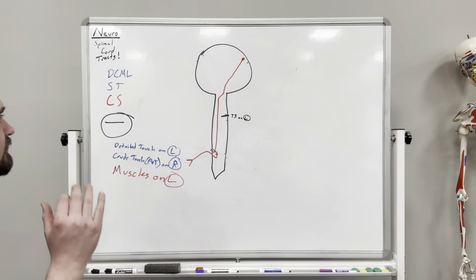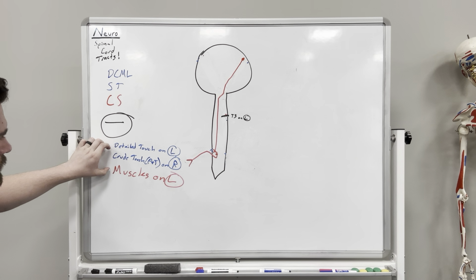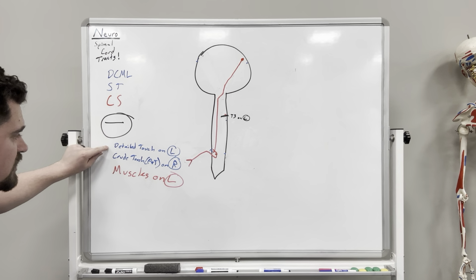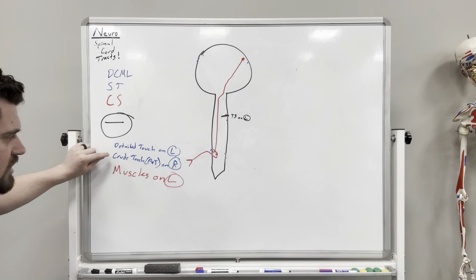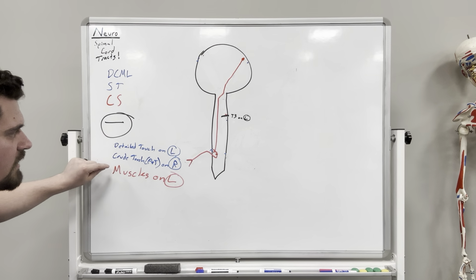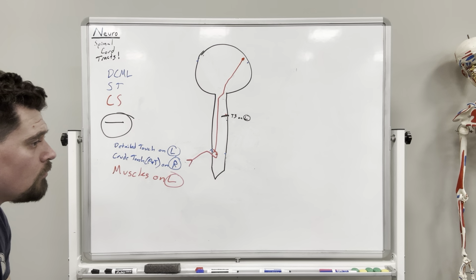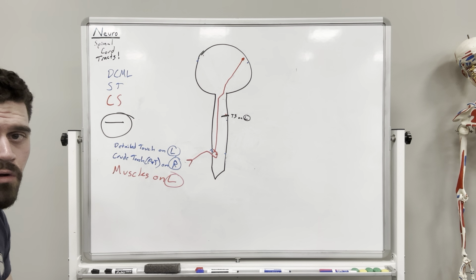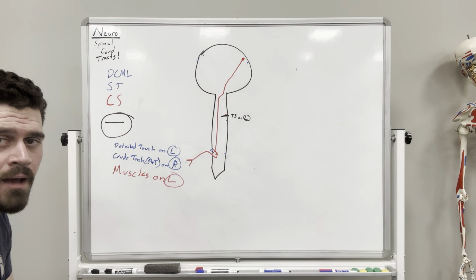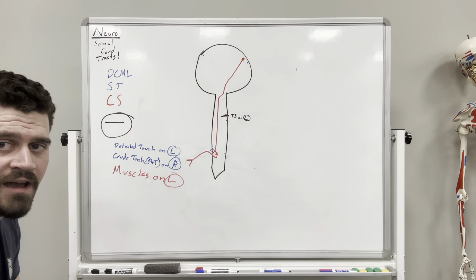So if you have a Brown-Séquard lesion, what is affected? So detailed touch on the same side as the lesion is affected. Crude touch on the opposite side is affected, and then muscles on the same side of the lesion are affected. Now, what we also need to consider is that this is only at the level of the lesion and below. If we're talking about muscles above the level of the lesion or sensory above the level of the lesion, it's not going to have that issue.